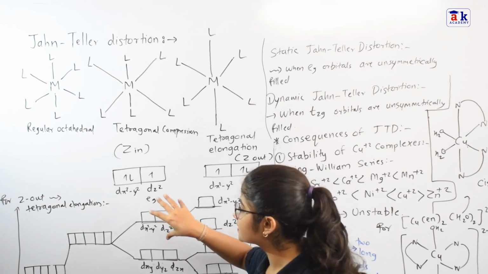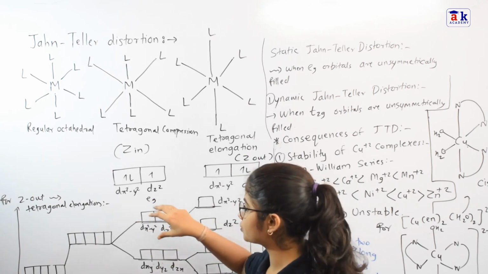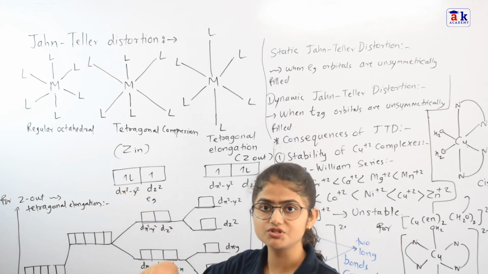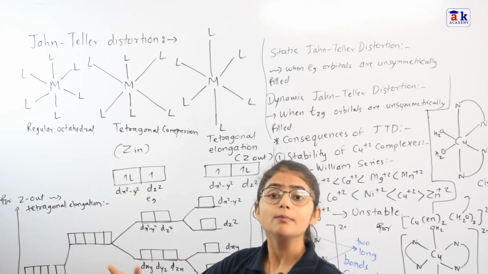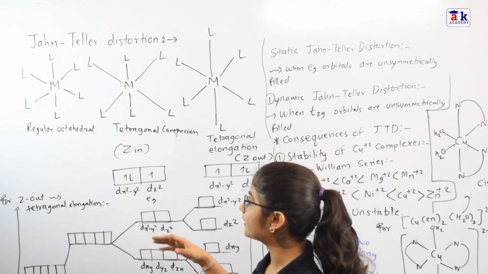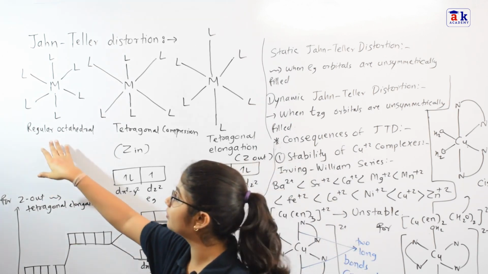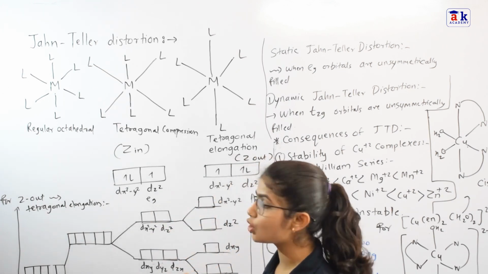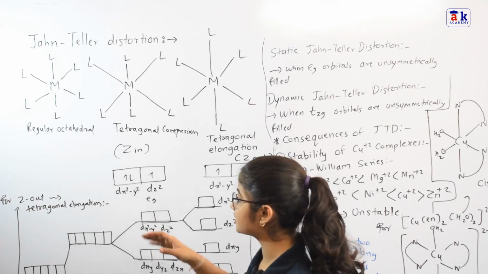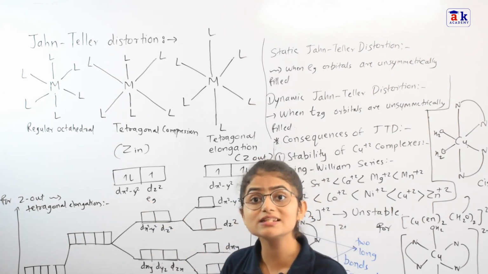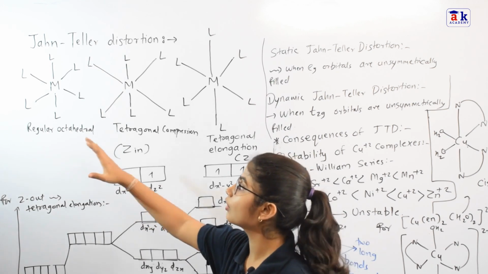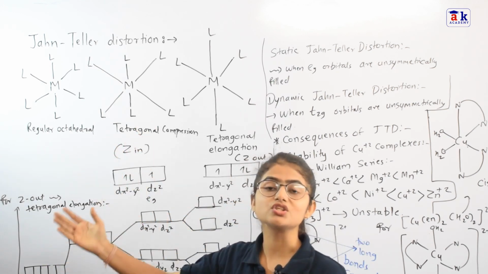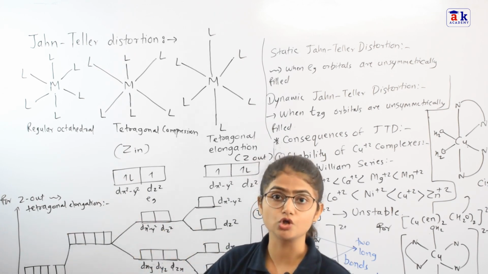If the arrangement of electrons in the eg and t2g orbitals is symmetrical, all the 6 ligands will be repelled by an equal amount, and then we will get the regular octahedral complex. But if the t2g and eg orbitals are unsymmetrically filled, then a regular octahedral geometry will be unstable, and that's why it will transform into a distorted octahedral geometry.